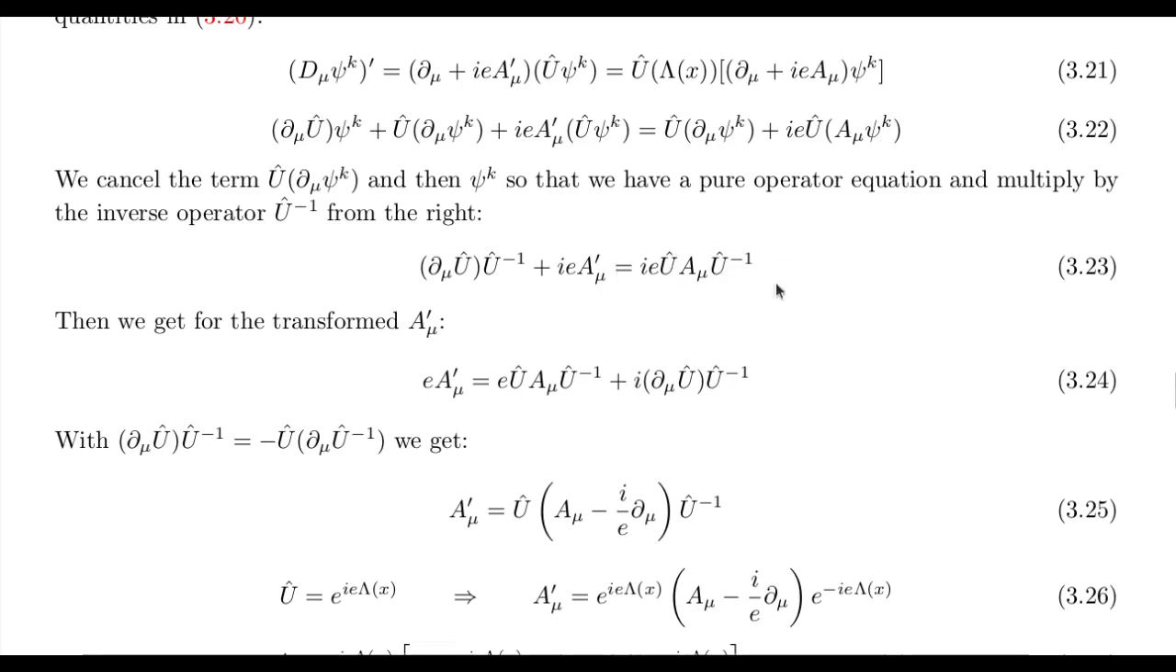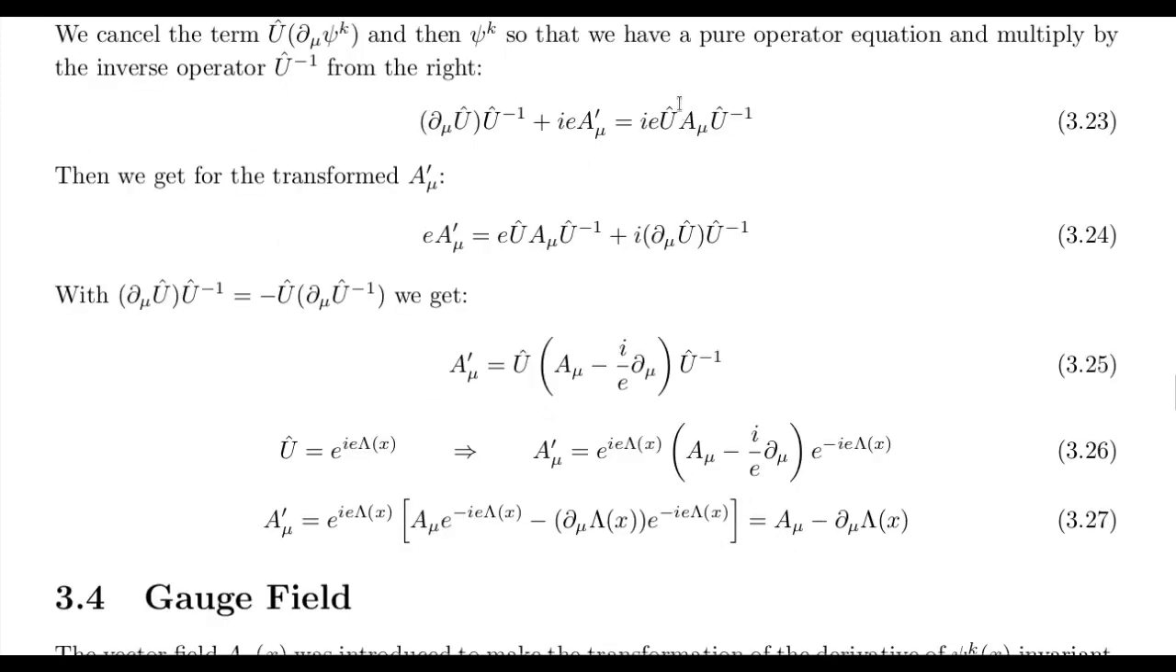We want to know A prime, the transformed A. And so we solve the equation for A. That means we move this term to the other side, and we divide by the imaginary unit i. Then we have 324 here.